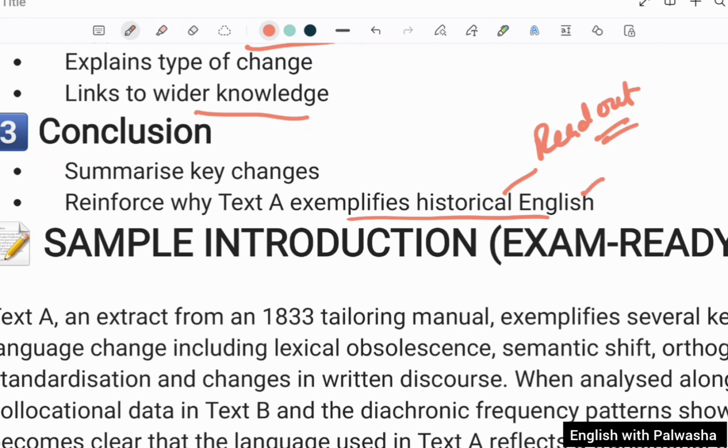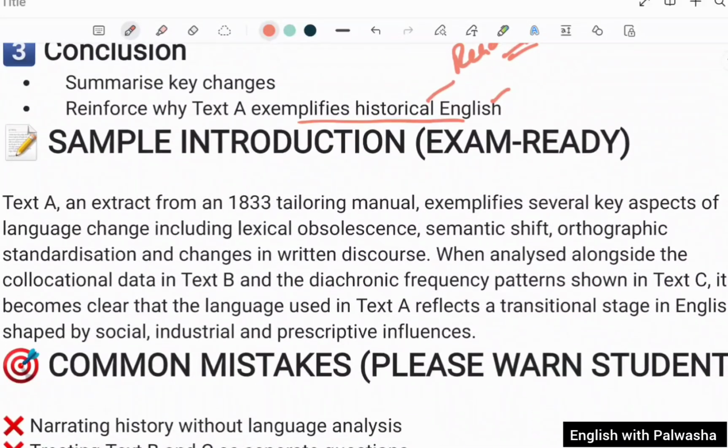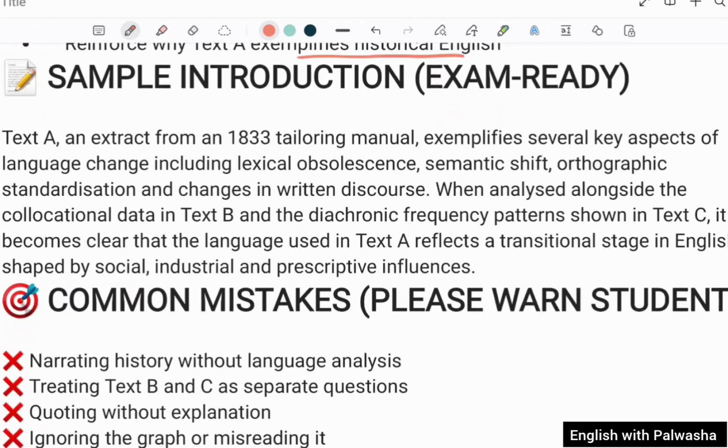Why am I not adding a lot of things in my video while recording it? Because then it's going to be boring. I'm just giving you the key points and you can definitely work on it. I am mostly focusing on the sample introduction, the exam-ready thing, just to give you a clear insight into how you have to write. Text A, an extract from an 1833 tailoring manual, exemplifies several keys.